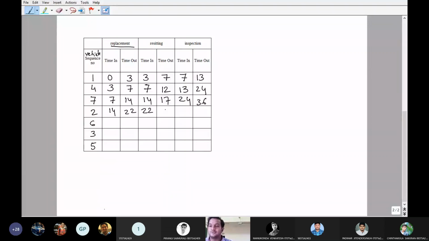After this only he needs to go for the operation. Now how much is it for the second vehicle setting? 3. Then 25. Okay, then the 25 and the 36. But after inspection only he needs to go for the next operation. We have to write the 36. Okay, so how much time now? 7. 7 plus 36 is 43.